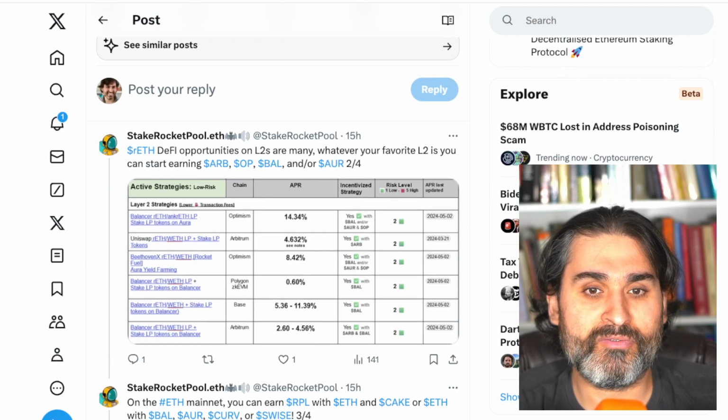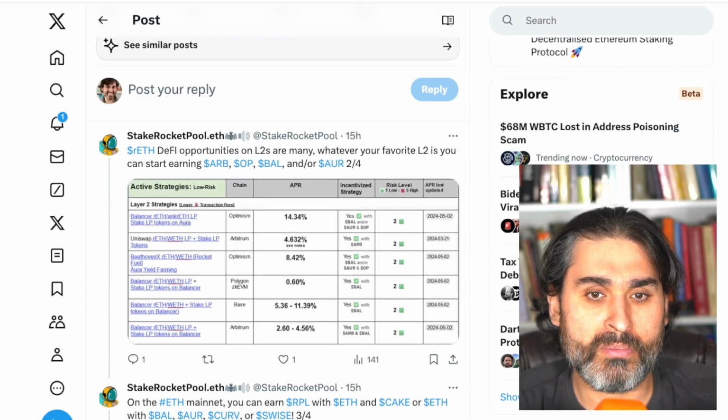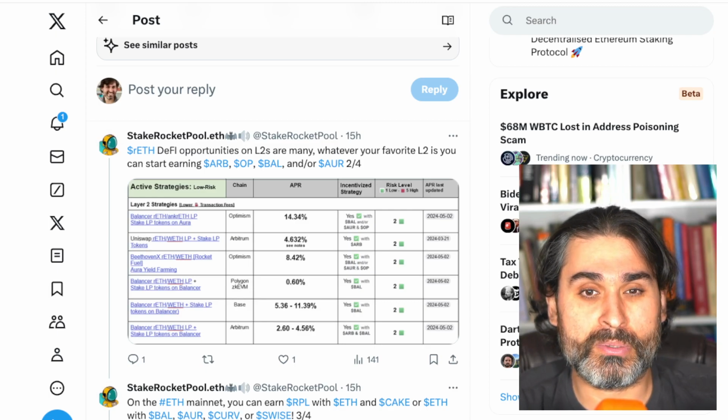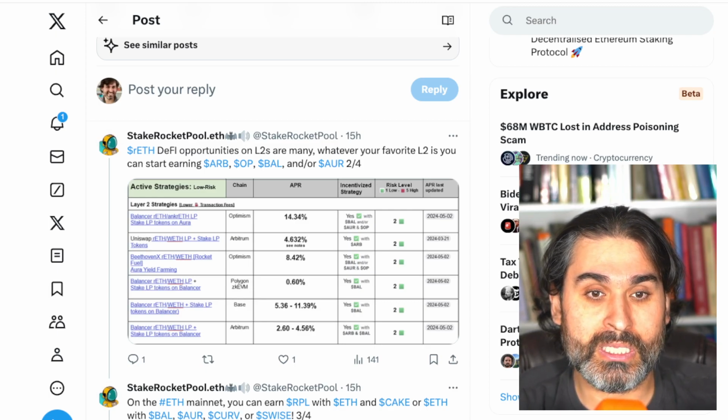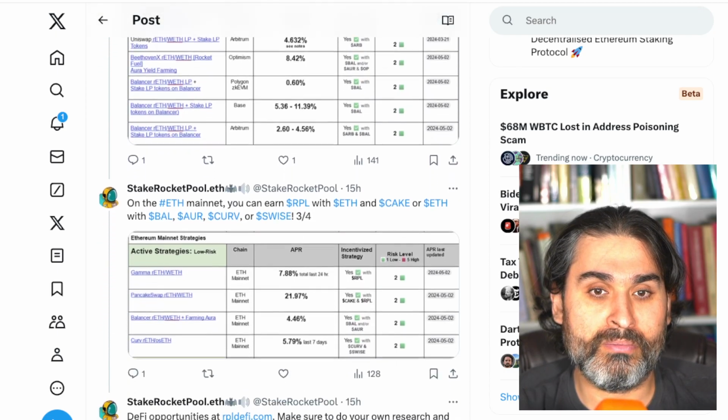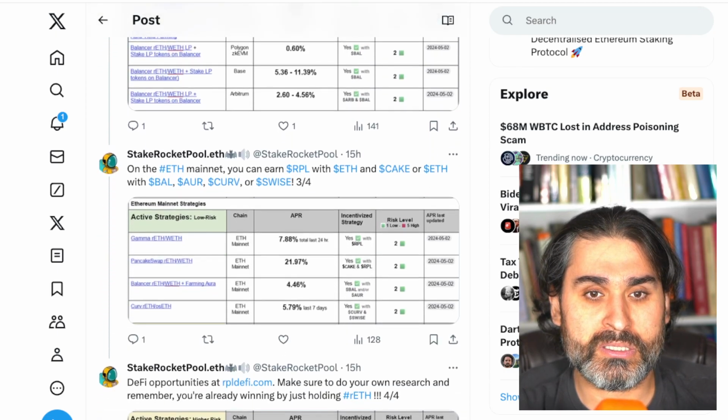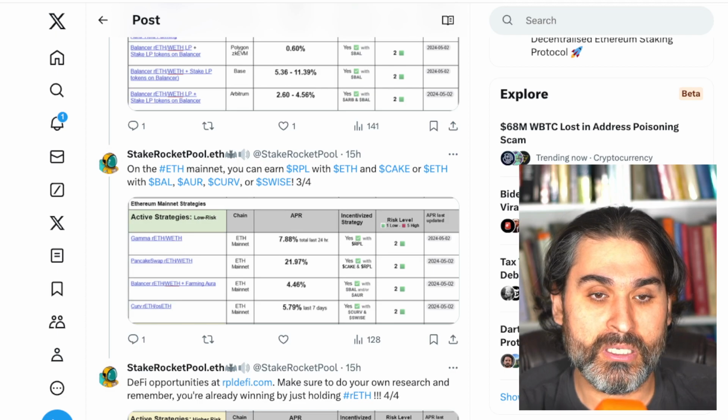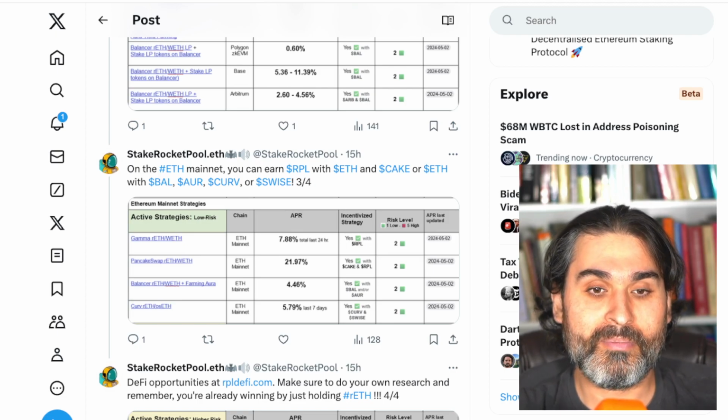There's Balancer giving about 14%. You can also get up to 11.5% on Balancer on Base. Balancer on Optimism is giving 14%. There's some really nice rewards out there. And then on mainnet, you can get about 8% on Gamma. And these are all ETH pairs as well.